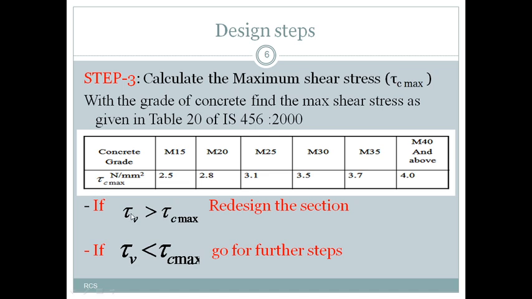If that nominal shear stress value is greater than the maximum shear stress of concrete, then there is no question about it, we have to go for redesign of the section. That means we have to reduce the shear force again, and then we can make our nominal shear stress value less than the tau C max, right? If the nominal shear stress value is less than the tau C max obtained by using this condition, then we go for the further step, right? Like that, this maximum shear stress value is useful for design of shear reinforcement.